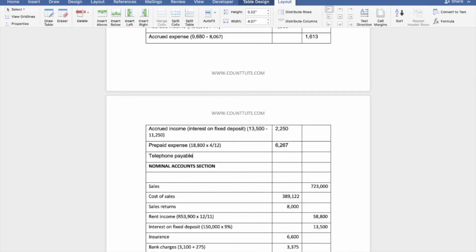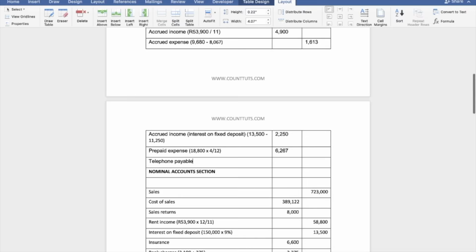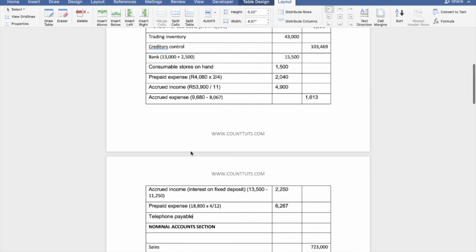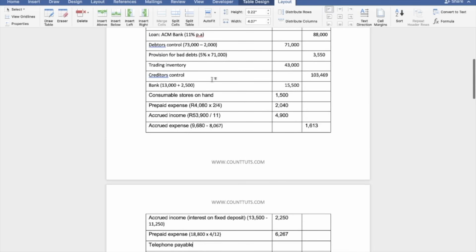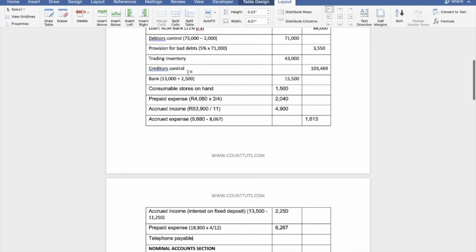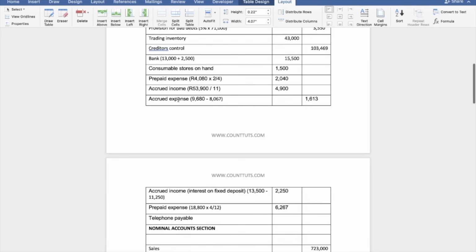Or you could have written accrued expense, and you can indicate in brackets that it is for telephone. Alternatively, it's usually added to your creditors control. So any expenses that you still owe that you needed to pay, or any accrued expenses, would be included as part of creditors control. If you included it, I don't think they mark you incorrectly, or if you put it as separate line items as we have shown here, they would not mark you incorrectly. So you just have to know that those are the two methods that are usually done.